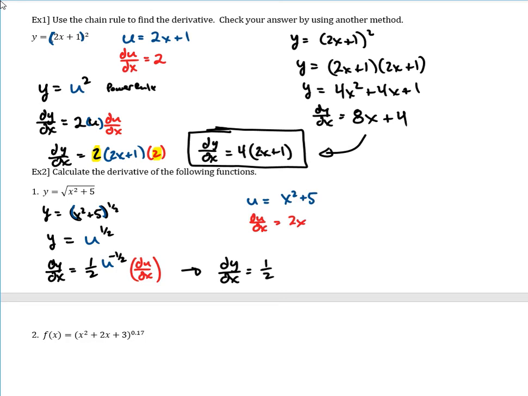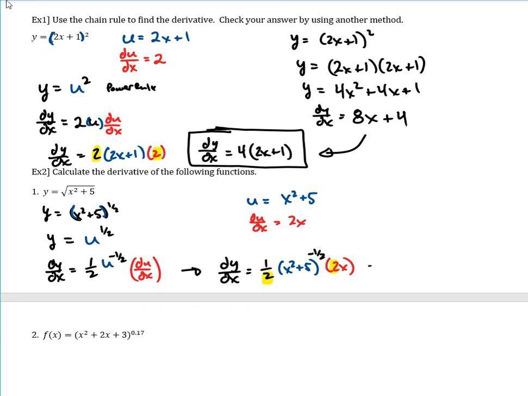We have dy dx is 1/2. U was the x squared plus 5. And then it's raised to the negative 1/2 power. And then the du dx is just 2x. Okay, and then typically we would want to simplify the constants. They often will have some type of multiplication going on. So 2 times 1/2, the 2's would just cancel each other out there.